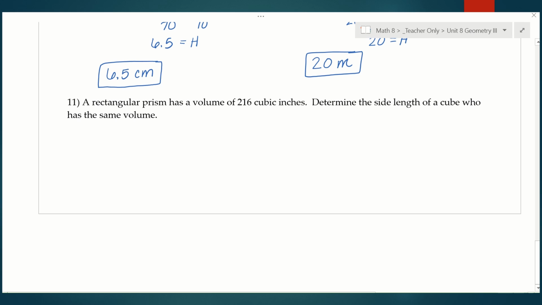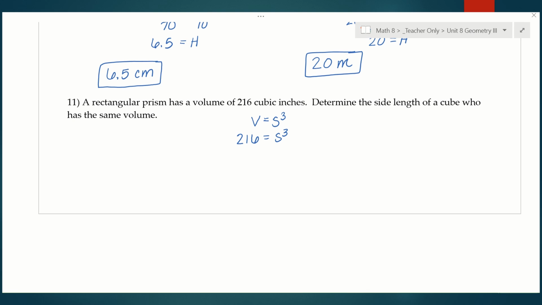So it doesn't really matter that we don't know the sides of the rectangular prism. That's not important. What's important is that we know the volume, because the volume of the cube has to be the same. So what I'm going to do is start with the volume formula for a cube. And I'm going to plug in that I know this cube has a volume of 216. And so what's missing is the side length. So our job is to figure out what number to the third power gives us 216.